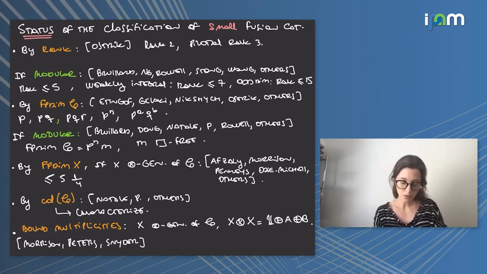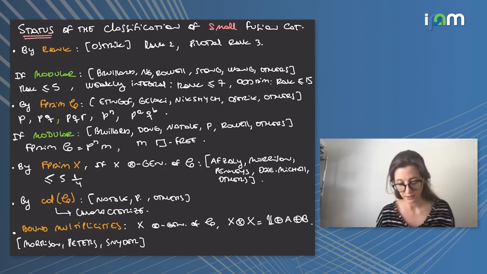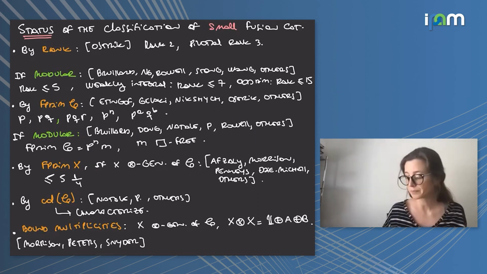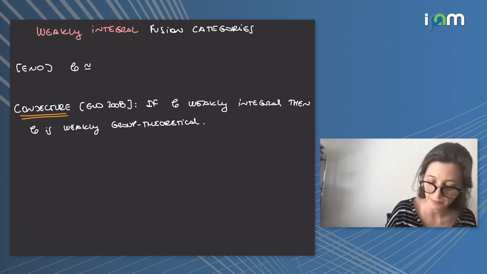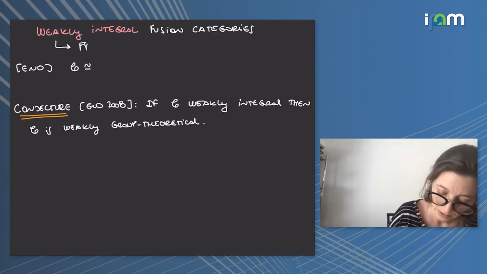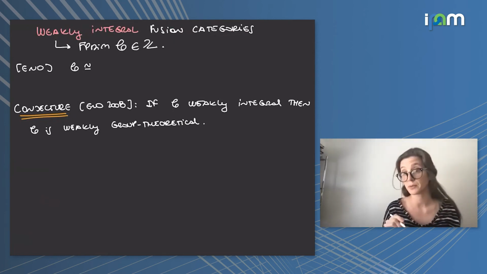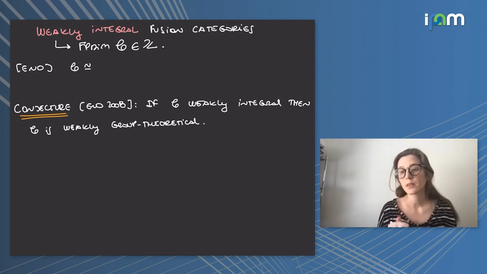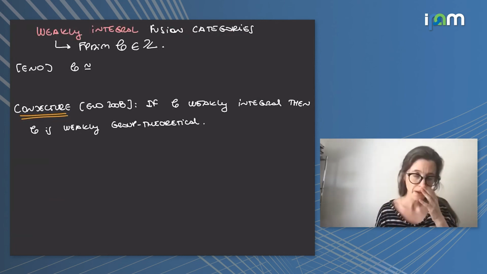So I want to tell you a little bit more about some results in this direction of classification. So one interesting family of fusion categories are the so-called weakly integral that I mentioned before. This means that the dimension of my category is an integer. This doesn't mean that the dimensions of the simple objects are integers, but they will be at most a multiple of a square root of an integer. It will not be anything very crazy.